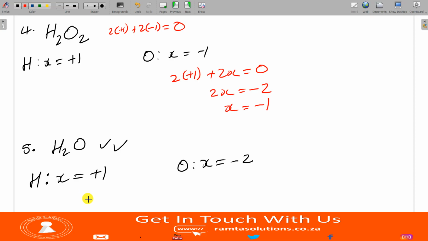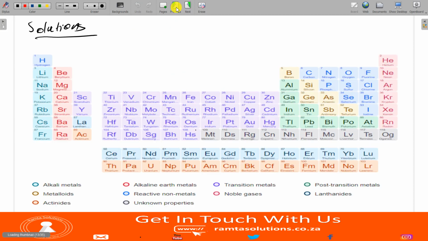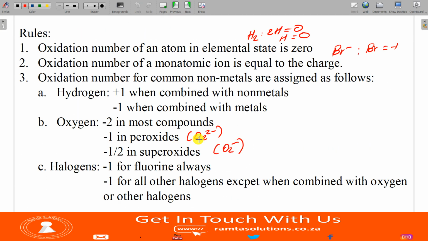Now check. 2 times +1 plus -2. What is it equal to? It is equal to 0. Remember, the oxidation numbers here, 2 hydrogens plus oxygen, must add up to 0. Indeed, it became 0. Do not confuse this, guys. It is not a peroxide. I know because you saw the 2 here, you think it must be a peroxide. This is a peroxide, right? Happy?